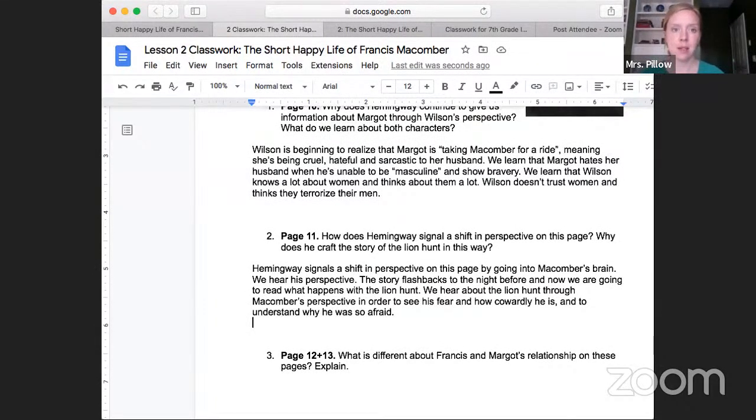Okay, does that make sense? I also want to name that this is a really challenging text. So the fact that you're able to come up with some ideas is really awesome. You should feel very good about that because, like I said, Hemingway is an iceberg. We're just trying to figure out what all that frozen stuff is underneath the iceberg. So really good work. He's tough.